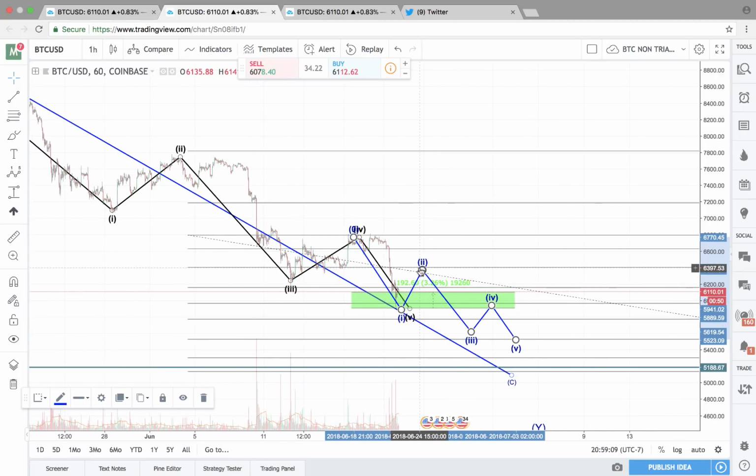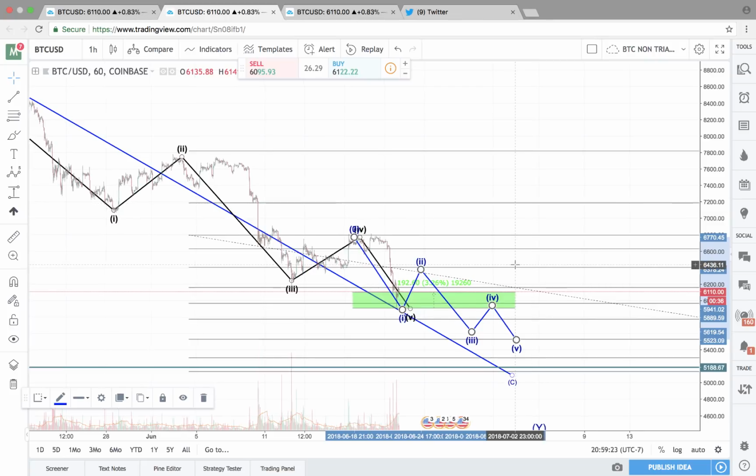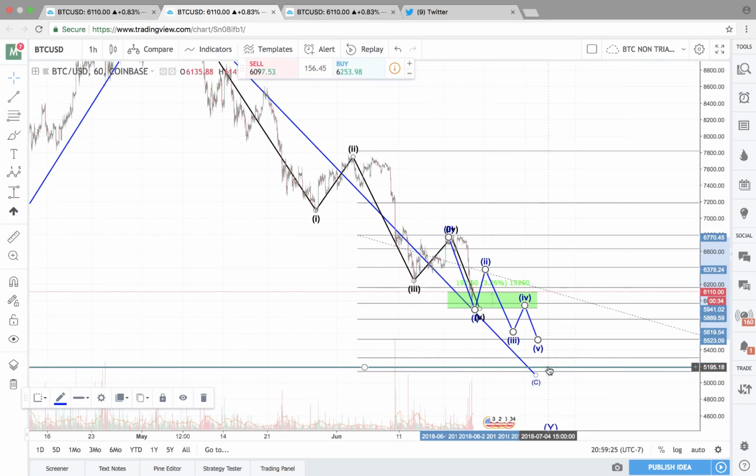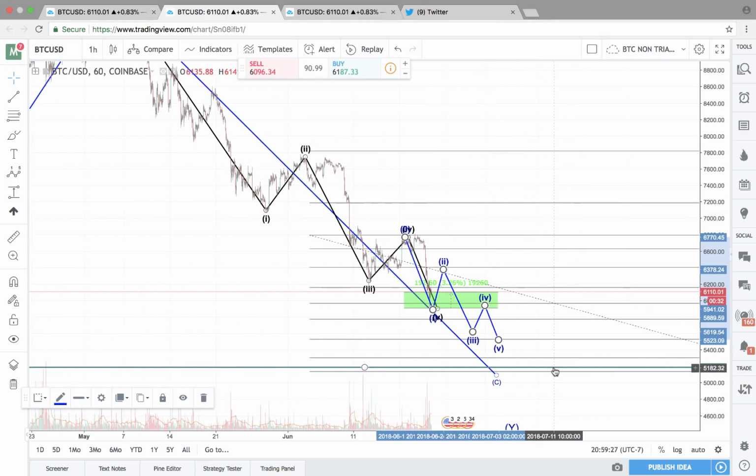If we do bounce to 6.3 to 6.4 and we reject here, I'm going to assume this was a second wave. And at that point, I'm going to open more shorts and catch this next wave down, and then close my shorts in that 5.4 to 5.5K level and open longs there for the next bounce up, with stop losses just beyond 5.2K, because that is the invalidation point for this count.